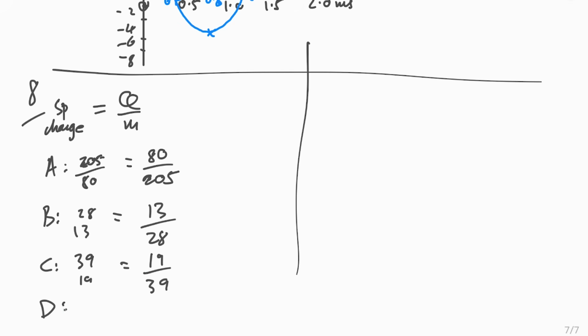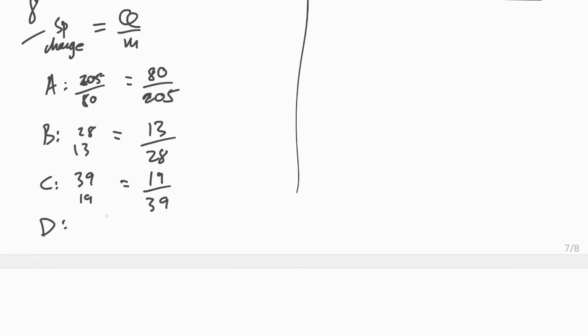And then finally, electron capture. Electron capture is in essence the same thing as beta plus decay. It ends up with the same thing happening, essentially. And so that's going to be 105 and 46. So that's 46 divided by 105.